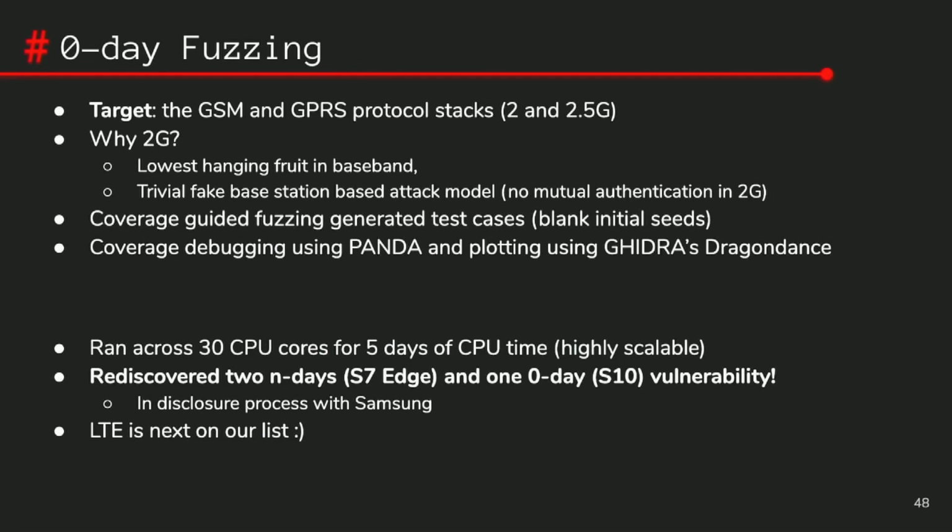For our coverage-guided fuzzing, we had some blank initial seeds, and we were able to debug coverage using PANDA, exporting coverage, and Ghidra's Dragon Dance. We didn't run even for that long, 30 CPU cores across 5 days, which further demonstrates the scalability. And we discovered 2 n-days, the one from before and the one I'll talk about next, and 1 0-day, which we're in disclosure with Samsung about right now. Given the success on GSM, the fact that this is 30 years old at this point and we're still finding things, I'd say LTE and above is definitely next on our list.